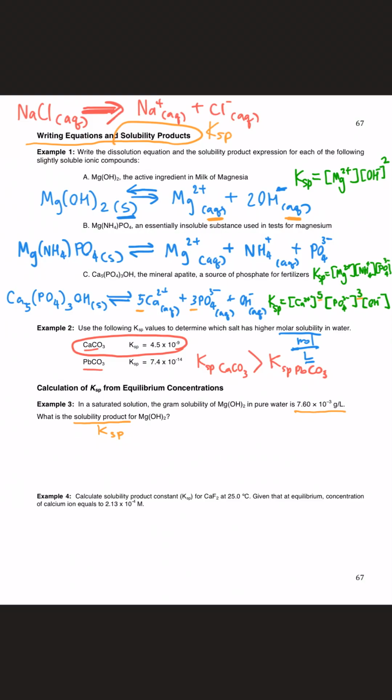Before we start doing that, I'm going to write out the Ksp expression. In order to do that, I first need to dissociate the ionic compound magnesium hydroxide into its ions, which is going to be magnesium ion plus 2 hydroxide ions in this case.